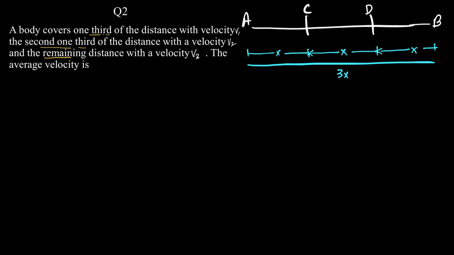Now, it's given in the question that A to C is covered with velocity v1, C to D with velocity v2, and D to B with velocity v3. Now let us say that the time taken to cover A to C is t1, C to D is t2, and D to B is t3. Also, the total time taken for this travel was t.